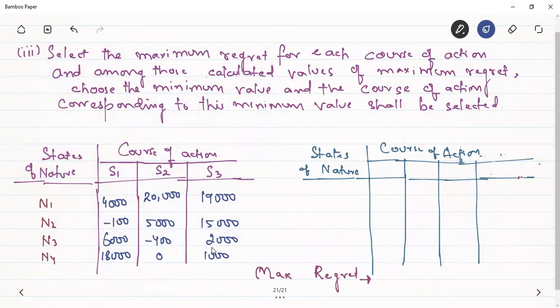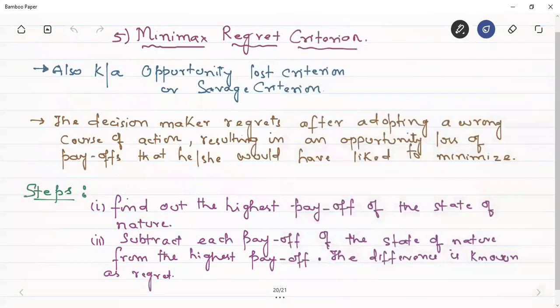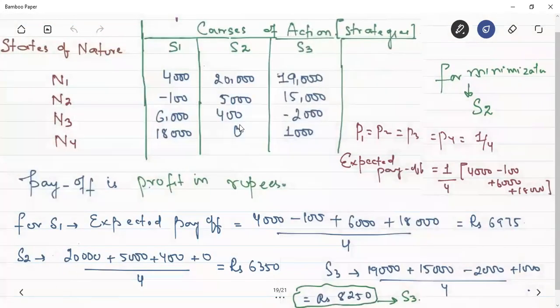So these were the payoffs for each state of nature. Just a slight mistake: it was minus 2,000 here, not this 400. It was minus with this 2,000. You can see it again: 400 and minus 2,000.